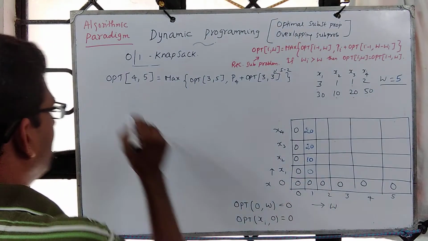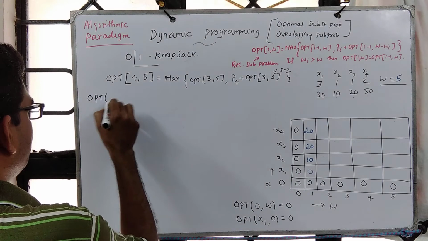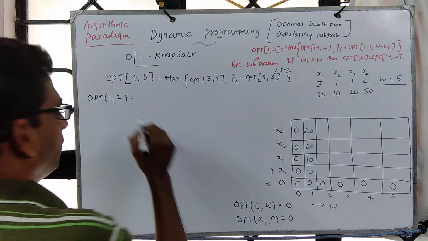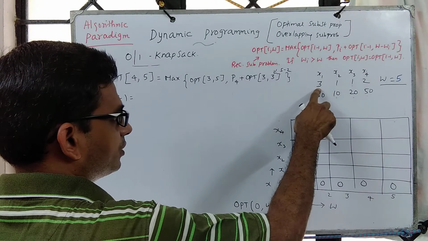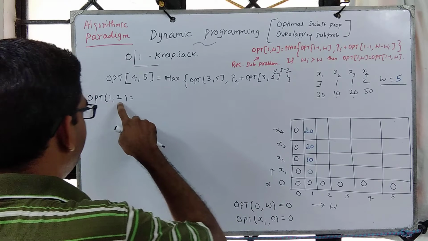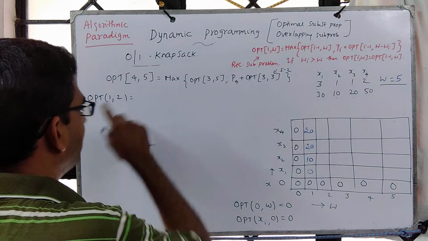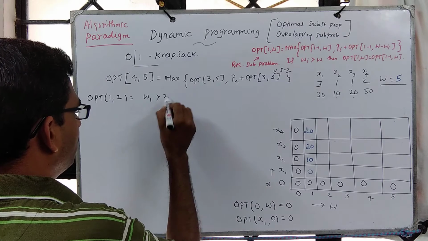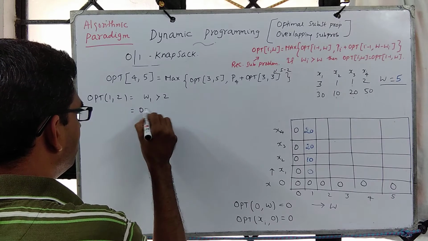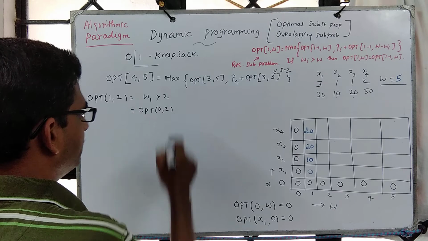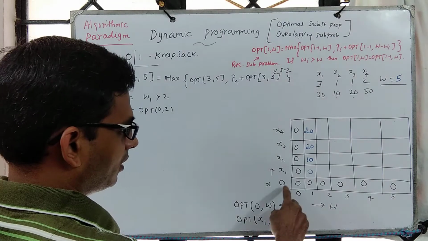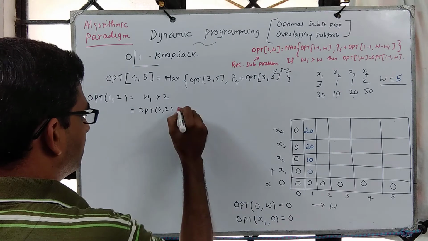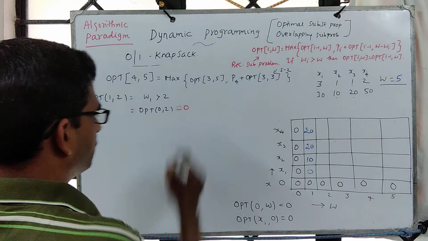Next, look at opt of 1 comma 2. Opt of 1 comma 2 is this entry. What it says is work with the first object and local capacity being, local weight being 2. But we know that W1 is more than 2, which means opt of 1 comma 2 is same as opt of 0 comma 2. And opt of 0 comma 2 is 0, which means opt of 1 comma 2 is also 0.